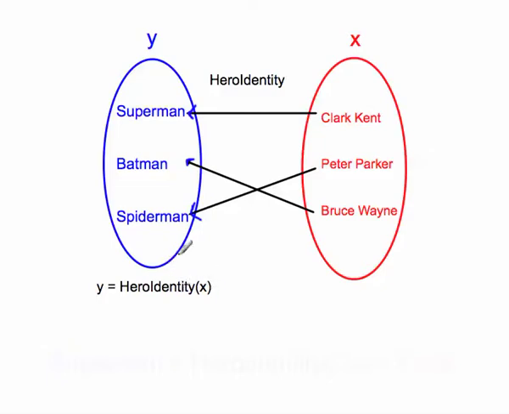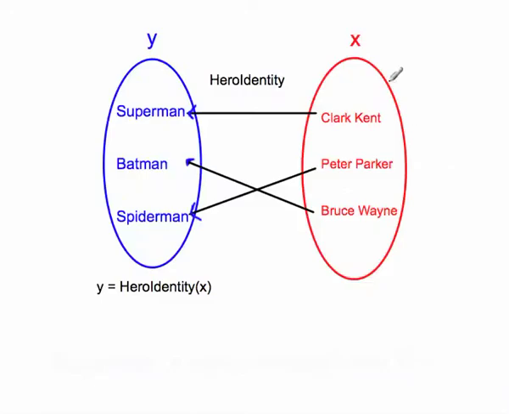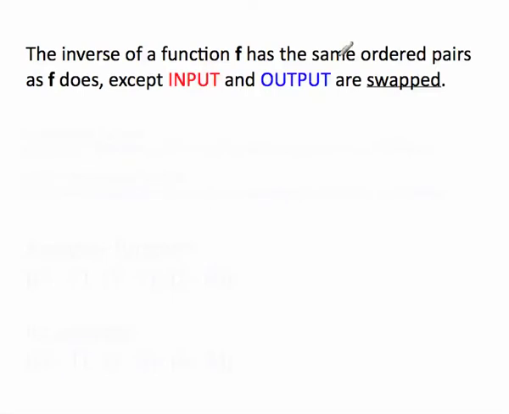So importantly, we've got the same matching, or the same pairing going on. Superman and Clark Kent are still paired, but what we've done is switch the roles of which one is the input and which one is the output. In the original secret identity function, we had the ones on the left side being the input, and now in the hero identity, we have the ones on the right-hand side being the input, but the pairings are still the same. So the inverse of a function f has the same ordered pairs as f does, except that the input and the output are swapped. So the order within each pair is swapped.